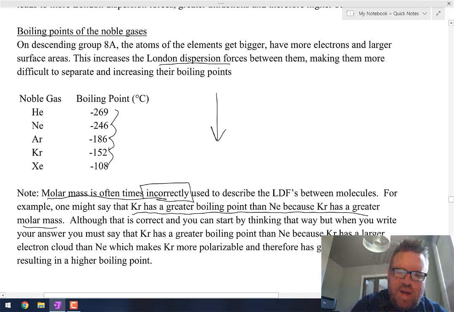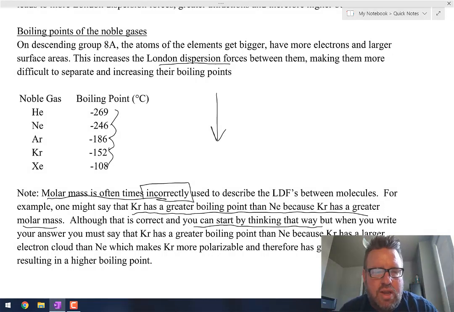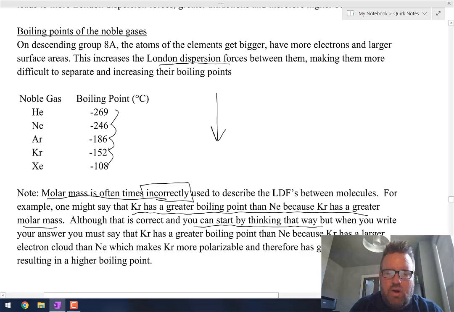Although that is correct, and you can start by thinking that way, when you write your answer, you must say that the reason krypton has the greater boiling point than neon is because krypton has a larger electron cloud that's more polarizable and has stronger or greater LDFs, resulting in the higher boiling point.